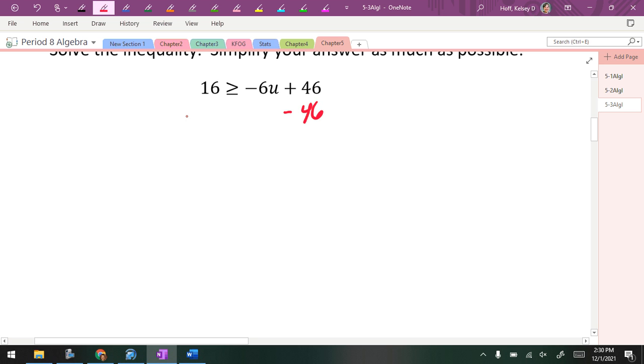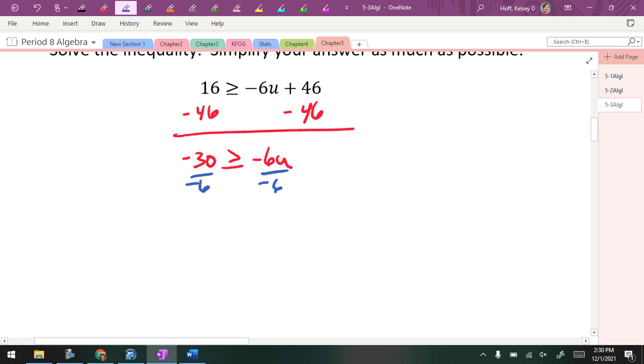Minus 46. 16 minus 46, negative 30 is greater than or equal to negative 6u. Then divide by negative 6. So I get 5 is less than or equal to u. Nicely done. Let's go to the right.